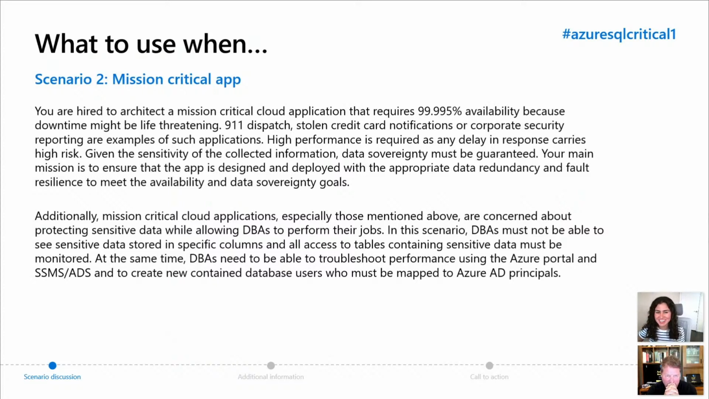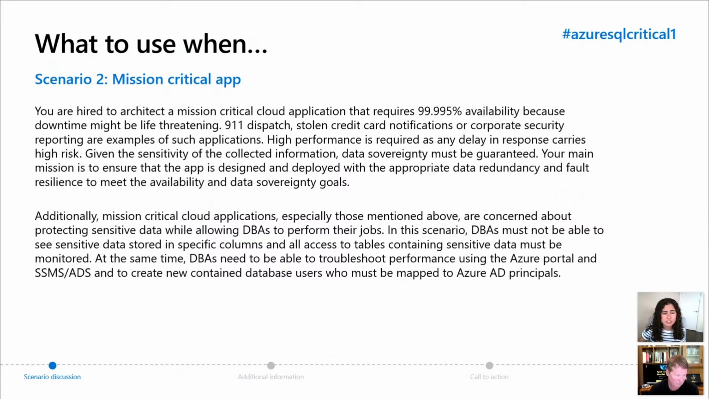So this is the second scenario. There's only two scenarios. So if you're like, I'm out, I can't do this anymore, there's just one more scenario. This is it. And this one is for a mission critical application. So, let me just tell you about the scenario and then we'll have Bob go through some of the highlights that he sees from this.